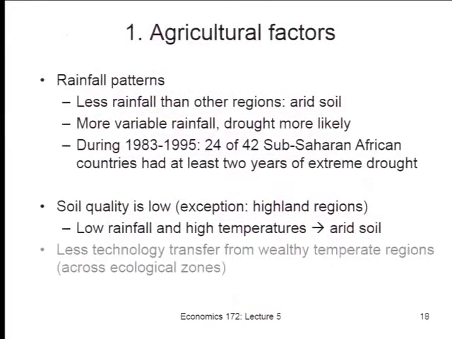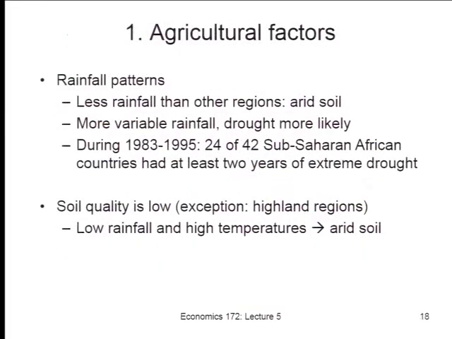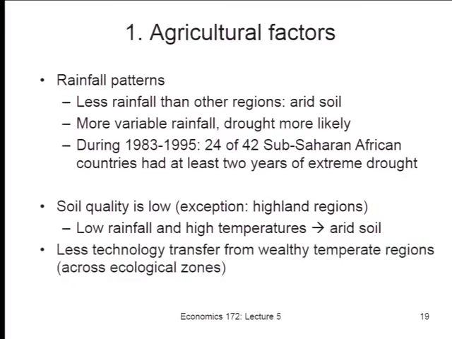Okay. So on the soil quality issue, I just mentioned the combination of relatively low rainfall and being in the tropics with high temperatures leads to dry soils. And we've already talked about how there's very little irrigation in sub-Saharan Africa. So you tend to have dry, relatively unproductive soils. That's a big problem. Okay, a further issue, a different one but quite an important one, has to do with technology transfer.